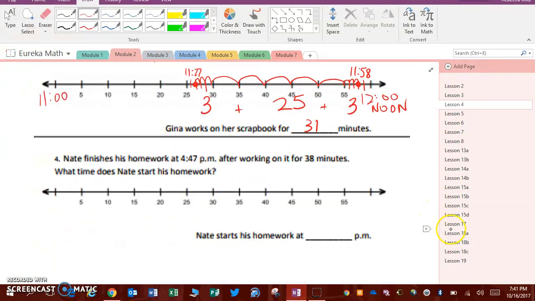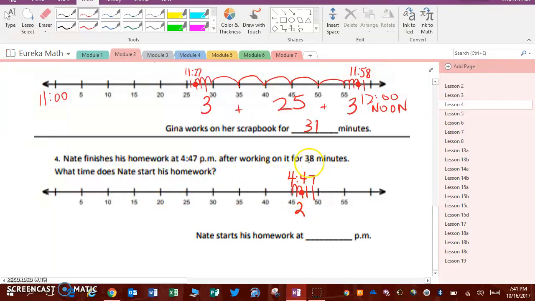All right, last one on this side. Nate finishes homework at 4:47 p.m. after working on it for 38 minutes. What time does Nate start his homework? Okay, so if he finishes at 4:47, I know 47 is between 45 and 50. So this is 46, 47, 48, 49. So label that 4:47. And now I have to count back 38 minutes. So this is 1, 2. And now I'm going to count by fives.